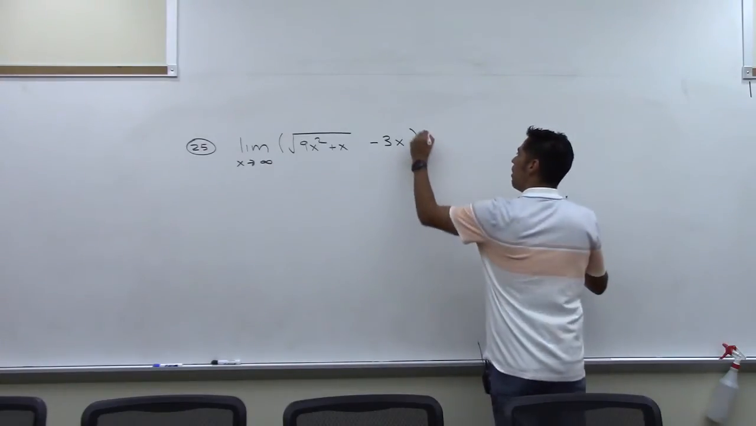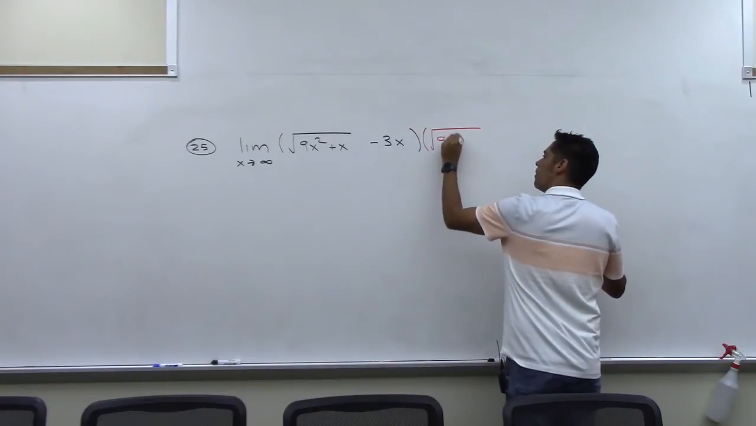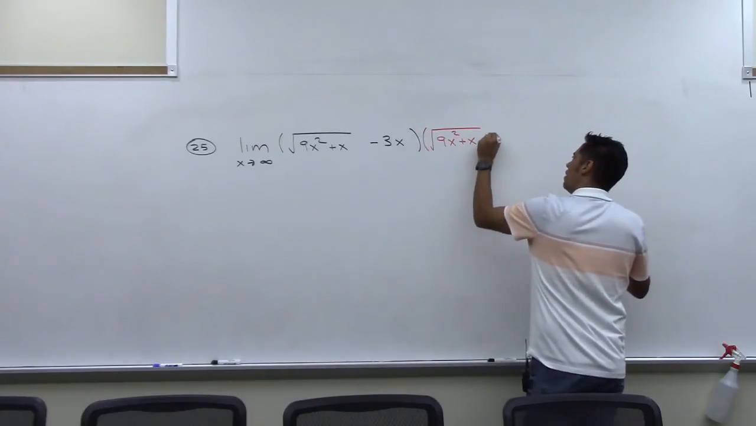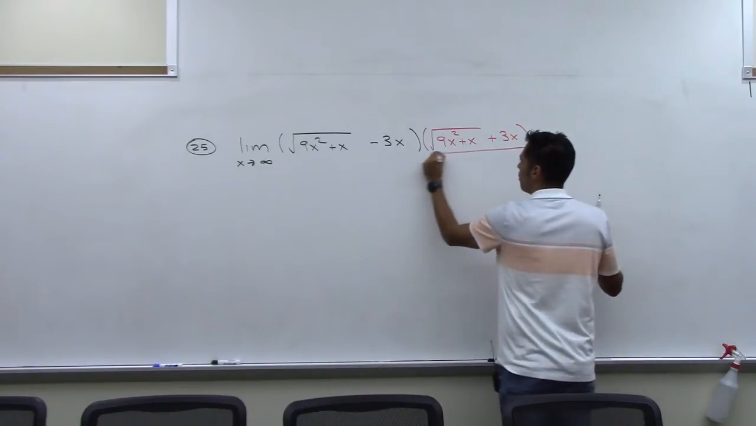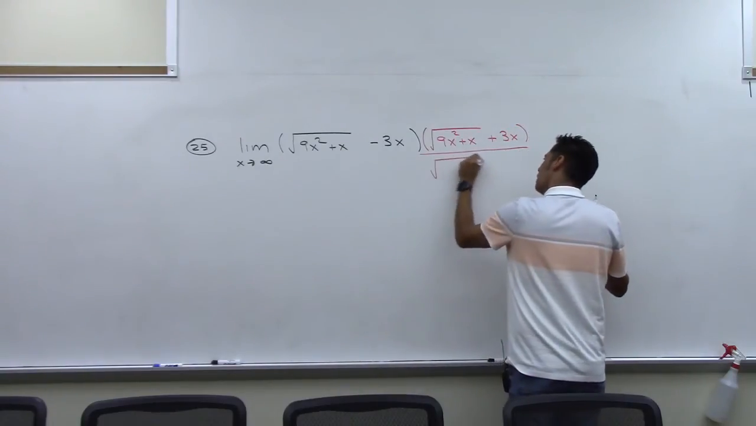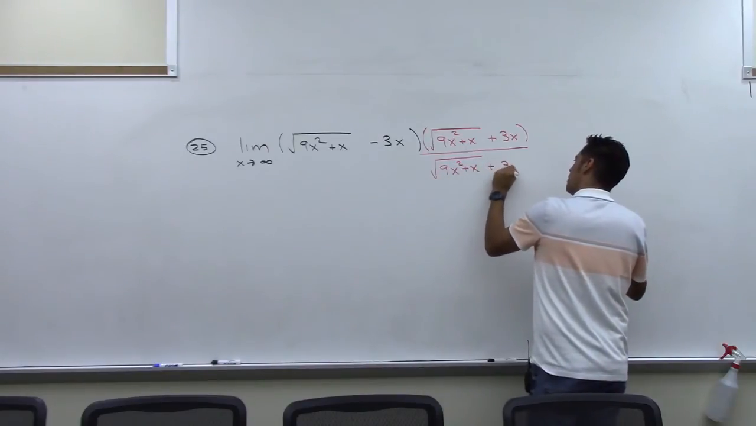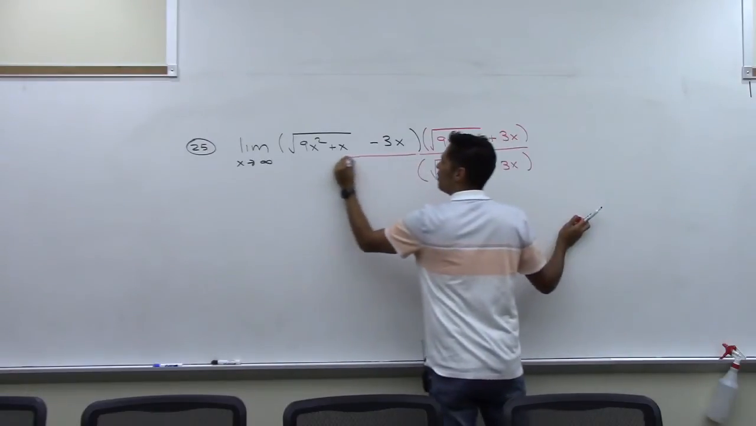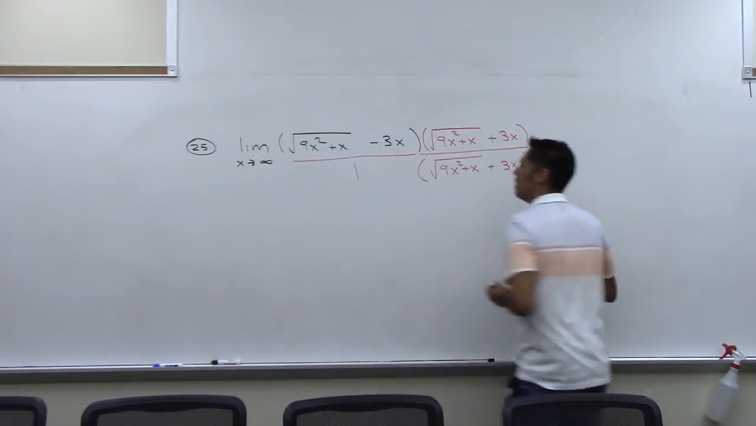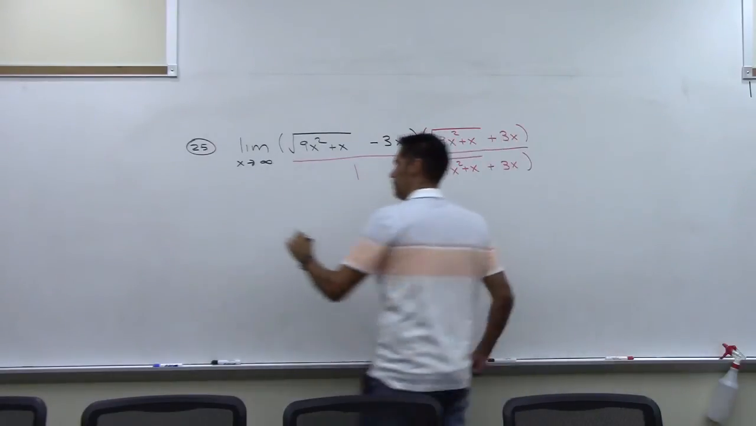I'm going to multiply this by its conjugate, and that means plus 3x, but I can't just do that out of nowhere. I have to do that over itself. Now there's no guarantee that this is going to work, but this is something I'm going to try. So that's a 1, right? And I'll just put this over 1 like that. And let me multiply out the top, see what we get.